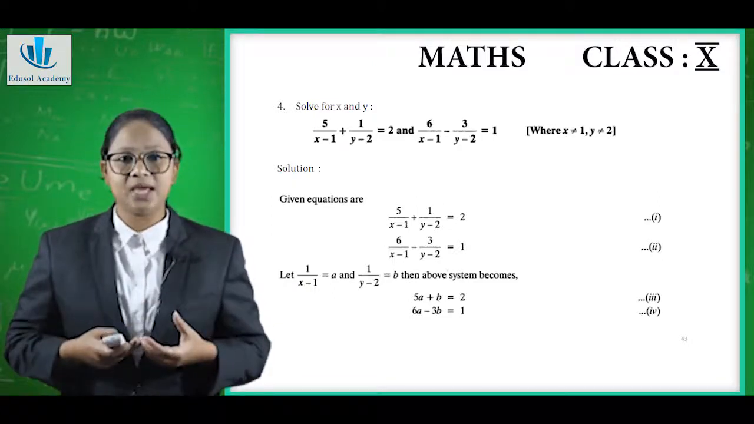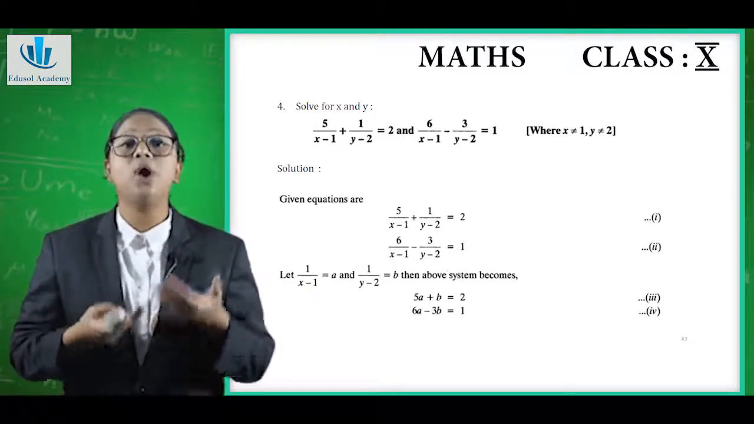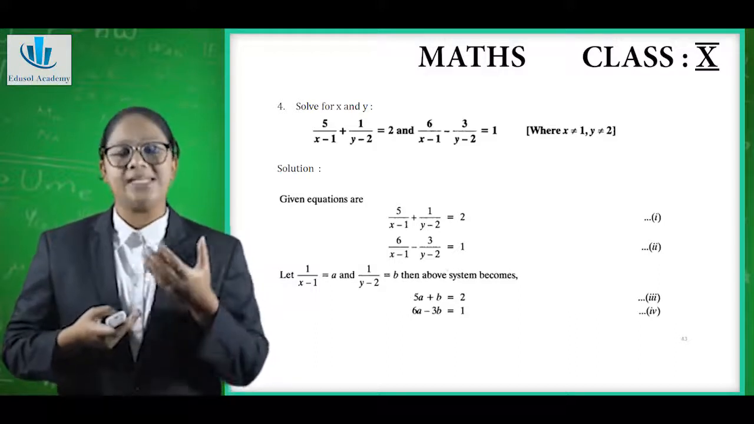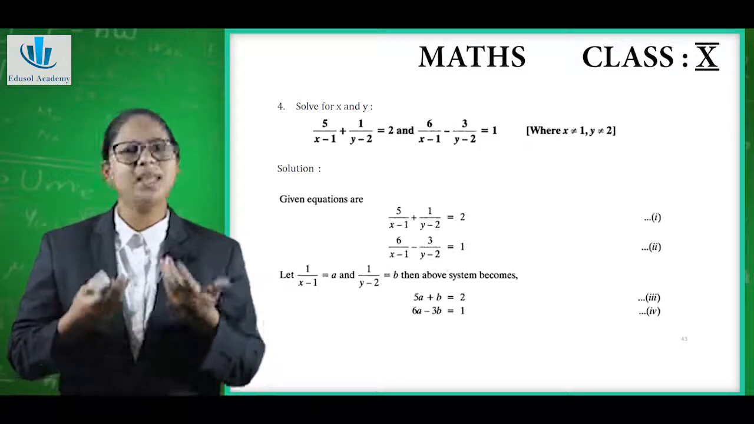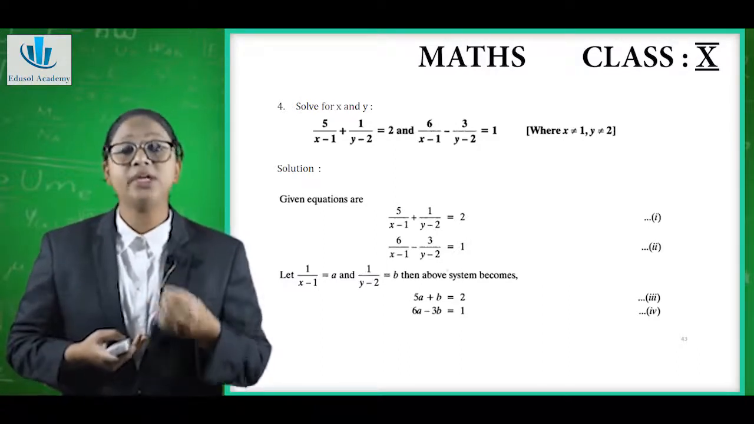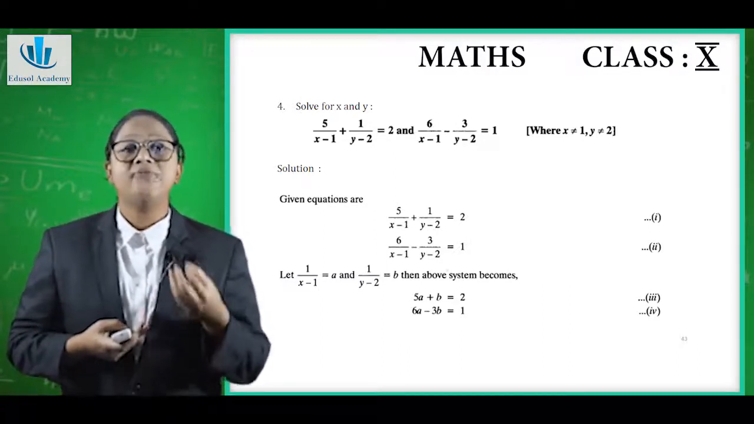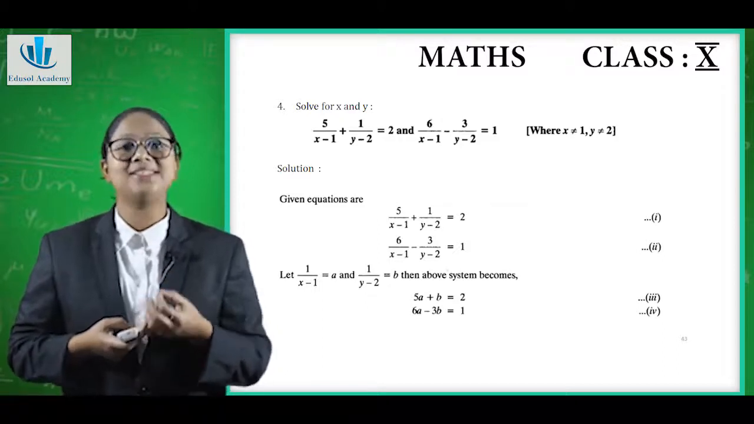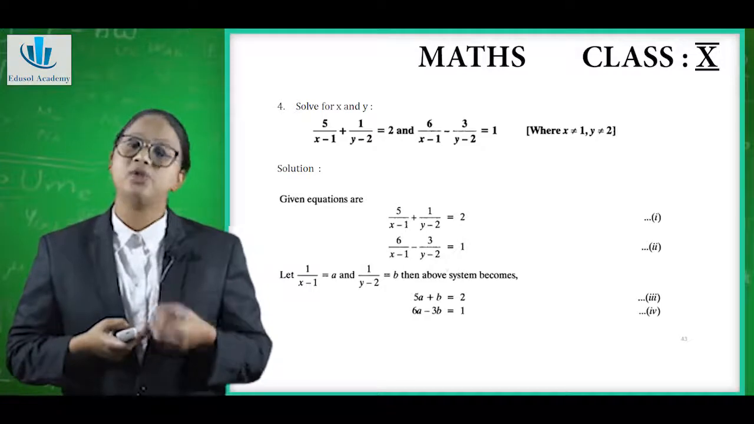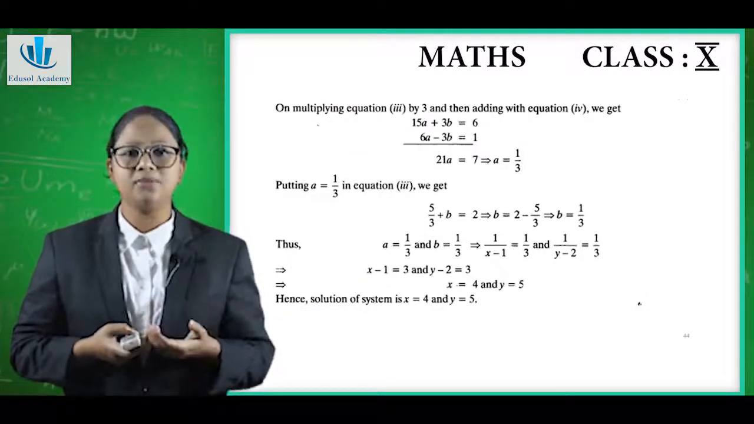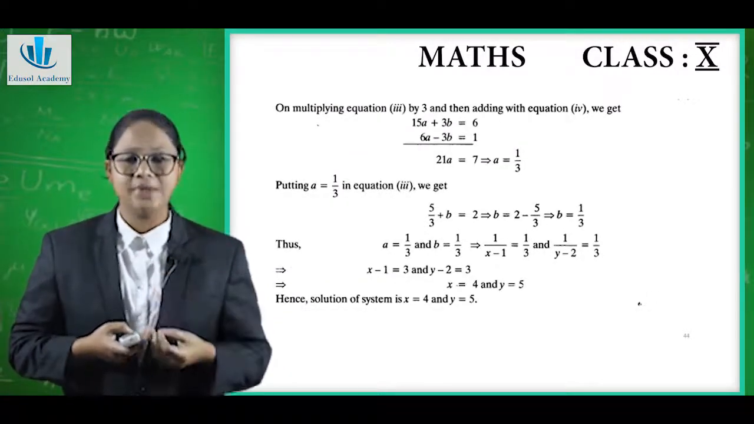So we have to give assumptions further for 1 by X minus 1 as A and 1 by Y minus 2 as B. You can take any other variables. Now the equation will be reduced to 5A plus B is equal to 2 and 6A minus 3B is equal to 1. Now we know how to solve. We are using elimination again.